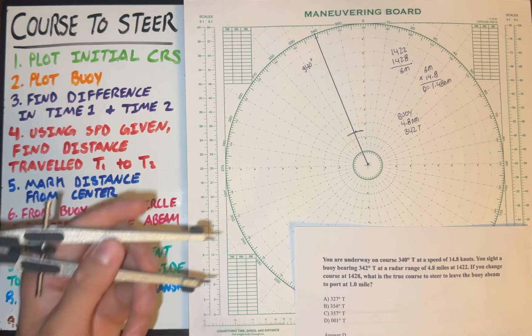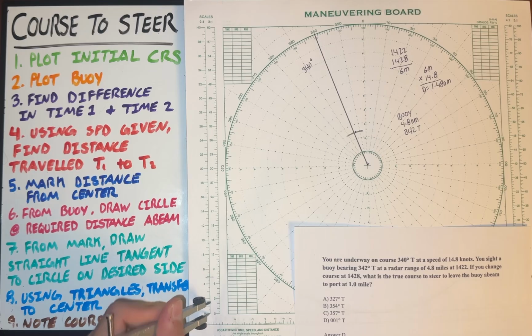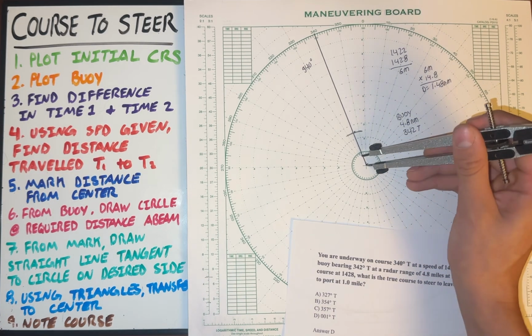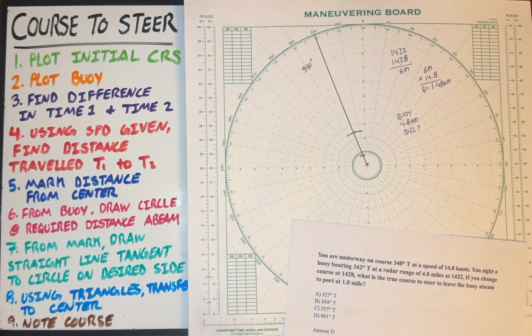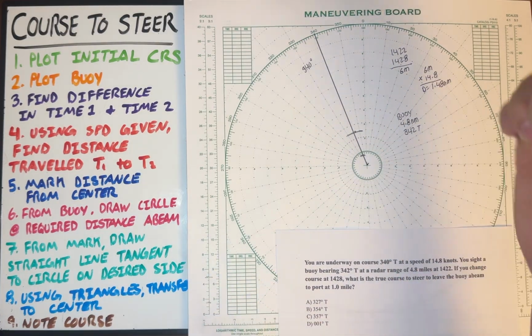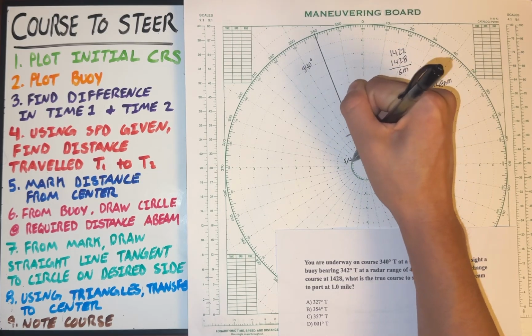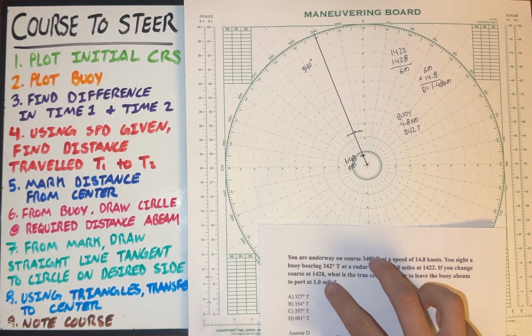Step 5 is to mark that distance from the center. So again, I'll take my dividers down to the bottom left scale and measure out as close as I can to 1.48. That's good right there, and we'll mark that from the center. 1.48 from the center. Let's call it about there. I'm going to make a mark for that 1.48. This is where we're going to make that course change.